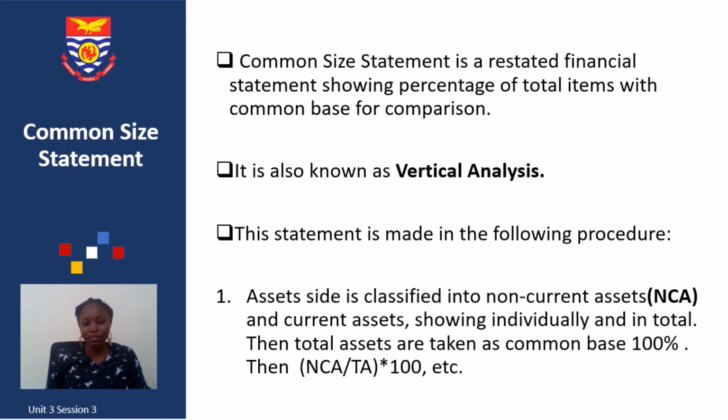Now you take the total assets as a common base, and you find the percentage of that particular item with respect to it. So you could have the total non-current assets divided by the total assets times 100, and you could also have the total current assets divided by total assets times 100. Or better still, you could find specific assets with respect to the total assets multiplied by 100.